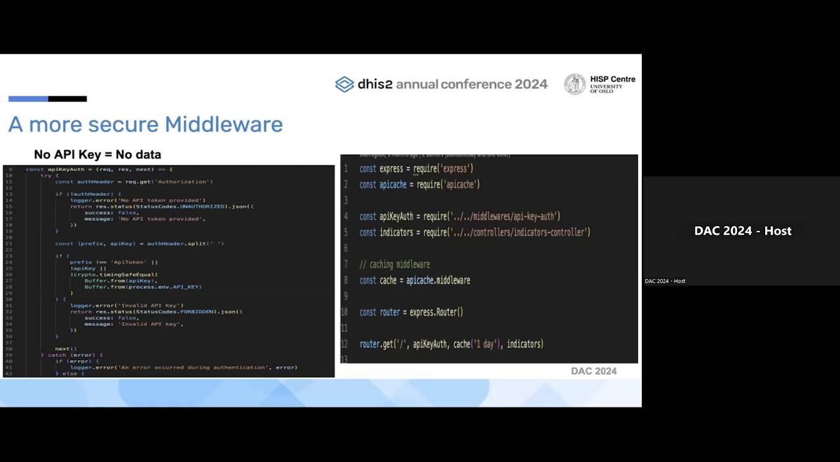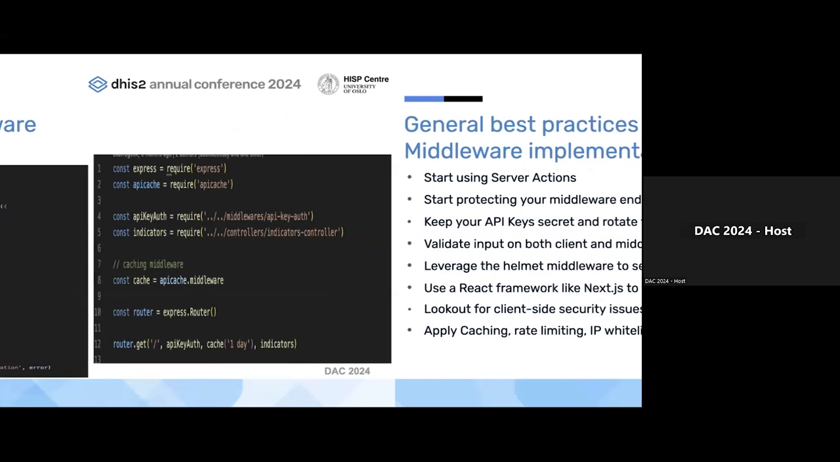So attackers no longer would be able to abuse our middleware endpoints. If they hit any of the endpoints in our middleware, provided we have implemented it correctly with no misconfigurations, they would be required to provide an API key. And if an API key is not provided, or the wrong API key is provided, then the request will be rejected, and no data would be fetched from our DHS2 instance. So this goes a long way in helping protect against API endpoint abuses, and even rate limiting. Any endpoint that they hit without an API key gets no data, so it would be very difficult for an attacker to abuse it.